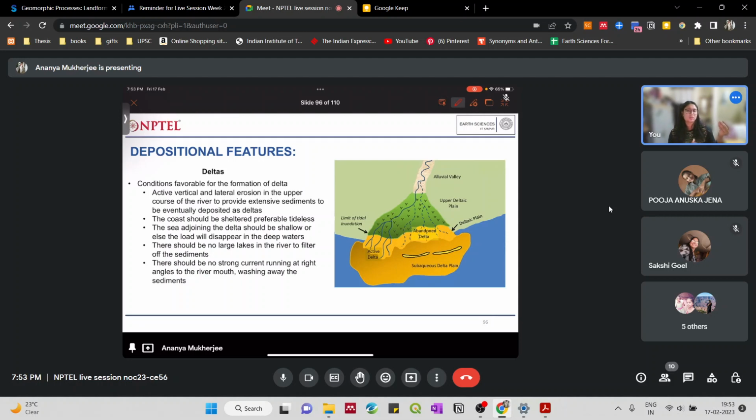Current should not be strong. Okay, and if there are any other large bodies situated near the mouth of the river, the water is going to get directed to that, and not towards the coast. Okay, so the sediment load is also going to shift. Okay, so these are some of the conditions that have to be met for a delta to form with respect to a river system.